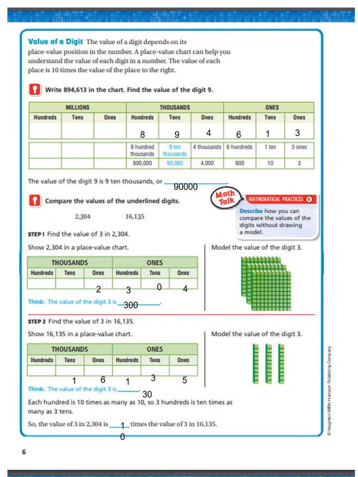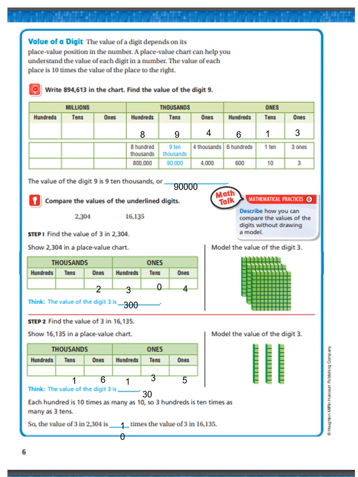All right, let's turn to this page, page 6 in your workbook. It says the value of a digit depends on its place value position in the number. A place value chart can help you understand the value of each digit in a number. The value of each place is 10 times the value of the place to the right. It says, write 894,613 in the chart and find the value of the 9.